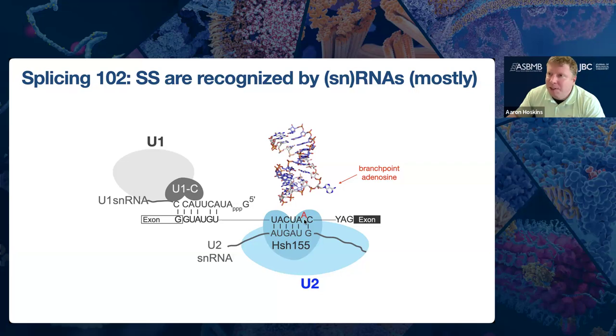And this A here becomes the nucleophile for the splicing reaction. In this particular case, the pairing has to occur in a very particular way, such that that branch point adenosine is actually bulged out of the duplex. And there's a specific pocket on a protein called HSH155, which recognizes that particular nucleotide.